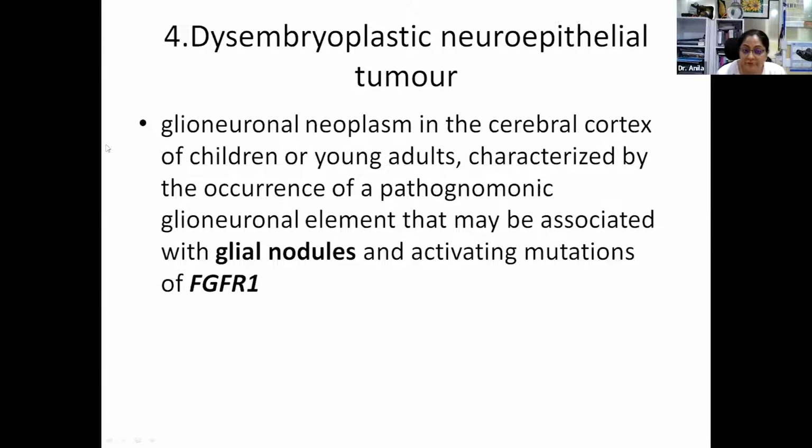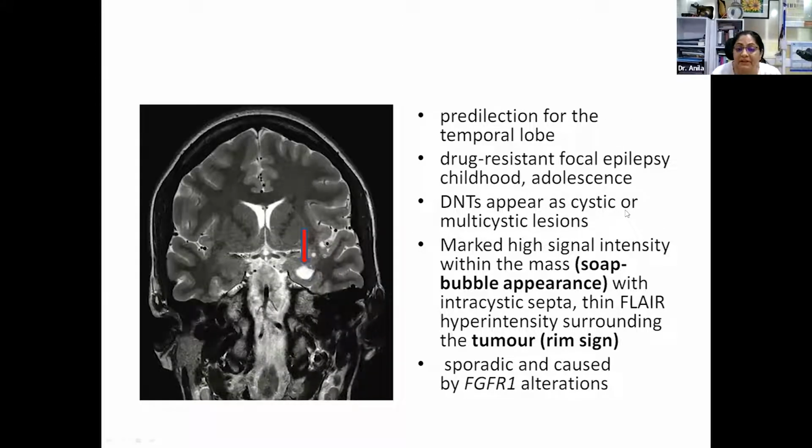Now coming to the fourth tumor, that is the DNET. This tumor in children and young adults is characterized by the occurrence of the pathognomonic glioneuronal element that may be associated with glial nodules and activating mutations of FGFR. Till now, most of the mutations we were seeing were in the MAP kinase pathway, and this is also similar, but there is predilection for the temporal lobe, and there is drug-resistant focal epilepsy.